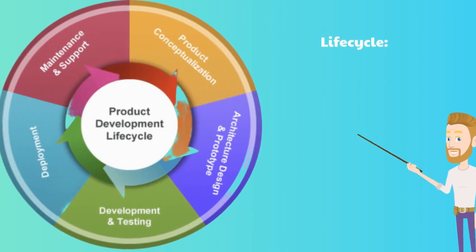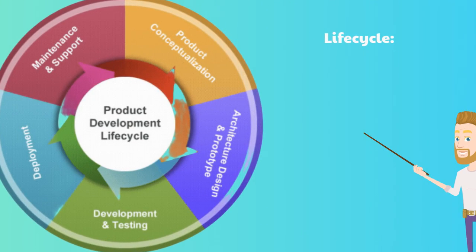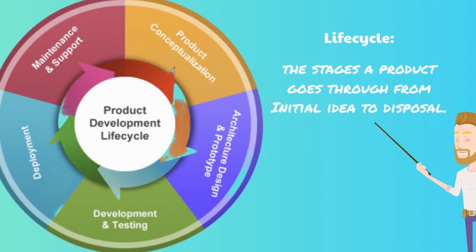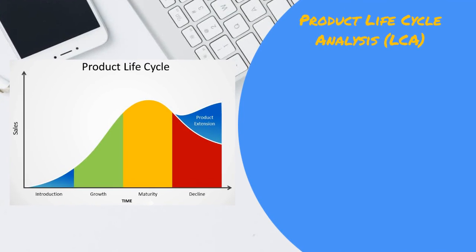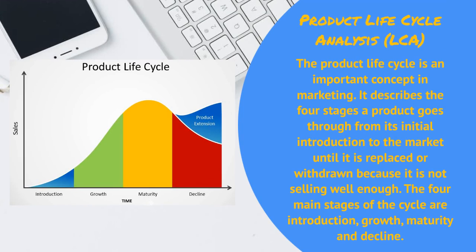Lifecycle. The stages a product goes through from initial idea to proposal. Product lifecycle analysis. The product lifecycle is an important concept in marketing. It describes the 4 stages a product goes through from its initial introduction to the market until it is replaced or withdrawn because it is not selling well enough. The 4 main stages of the cycle are introduction, growth, maturity, and decline.